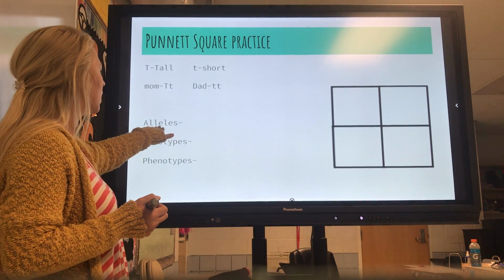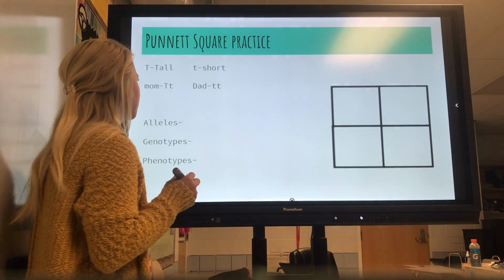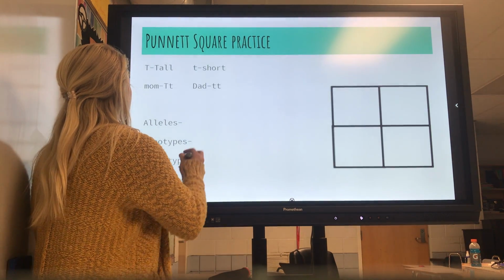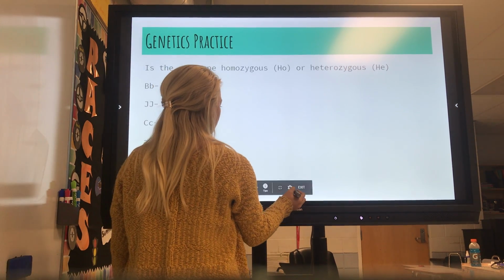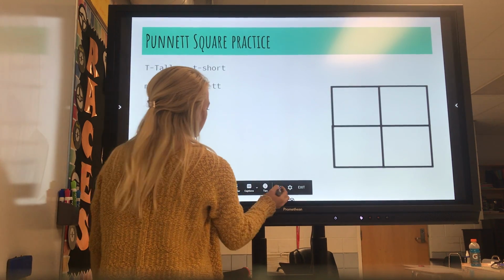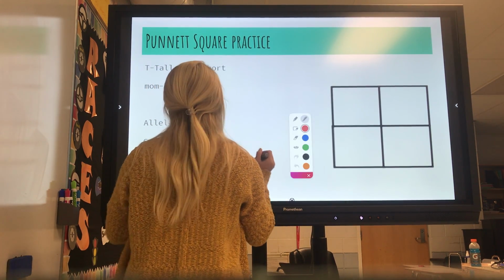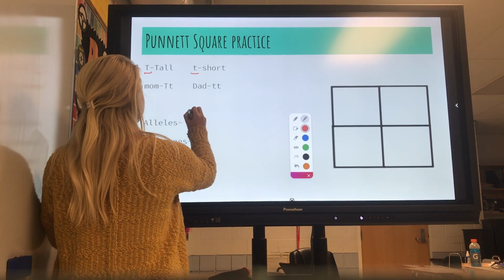So what are our alleles? Remember, an allele is just a single letter that's representing a gene. So our alleles are big T, little t. Our alleles are big T, little t.